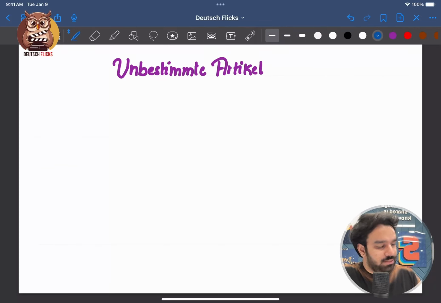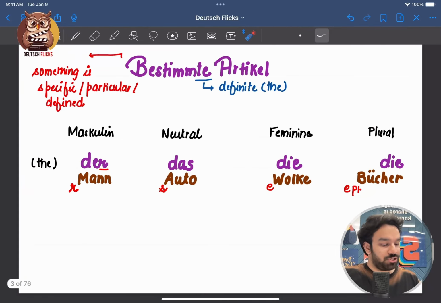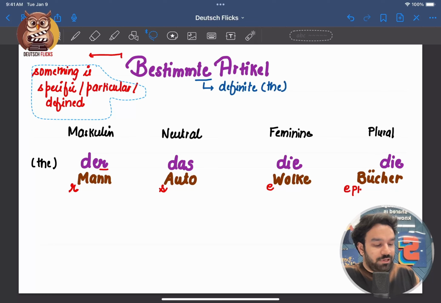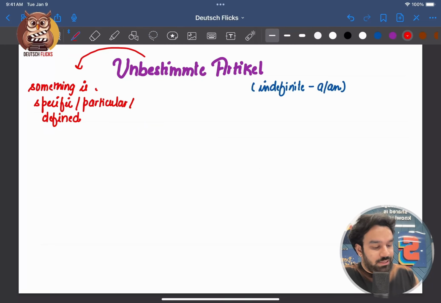Unbestimmte Artikel means indefinite article. So in English, we have this pair, a or an. And where do we use unbestimmte Artikel? Exactly the opposite of the definition of bestimmte Artikel. If something is specific, particular or defined, then we will use bestimmte Artikel. But what if something is not specific, particular or defined? Then we will use unbestimmte Artikel.